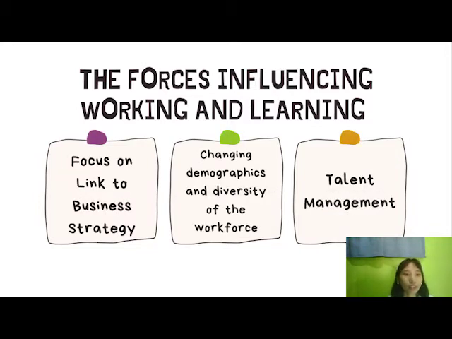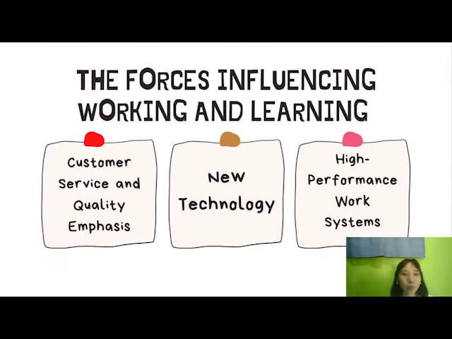Okay, the fourth one is focus on link to business strategy, followed by changing demographics and the diversity of the workforce and knowledge management. The last two would be the customer service and quality emphasis. The eighth one is the new technology, and the last one is the high performance work system. So we will be asking how these forces are related to training.